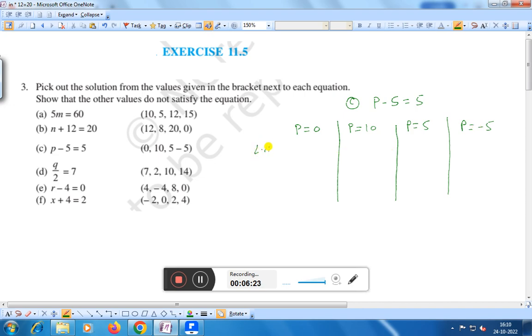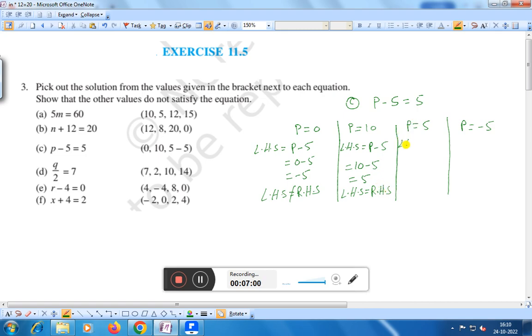Right? Now here you take left hand side. Left hand side is P minus 5, that is 0 minus 5 is equal to minus 5. Therefore, left hand side is not equal to right hand side. This is not the solution of the equation. Next, LHS is equal to P minus 5, P is 10, that is 10 minus 5 is equal to 5. Therefore, left hand side is equal to right hand side. That means this is the solution of the equation.